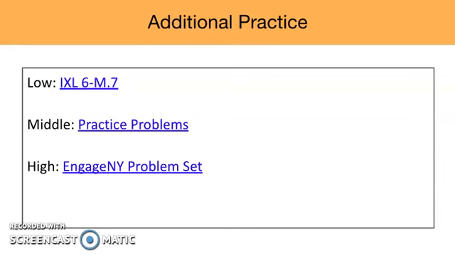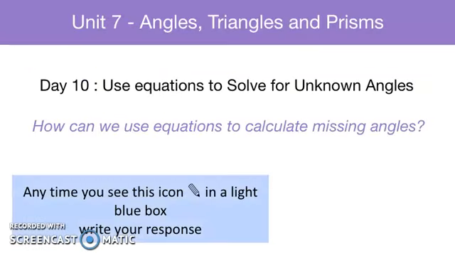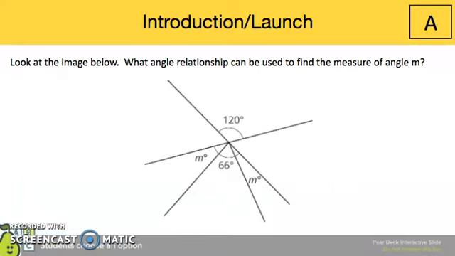Next, we're going to discuss the 7th grade lesson. 7th graders are in Unit 7, Angles, Triangles, and Prisms. Day 10, use equations to solve for unknown angles. How can we use equations to calculate missing angles? For the introduction, you can make it differentiated and a quick check for understanding of what students understand about the angle relationships by making it into a multiple choice.